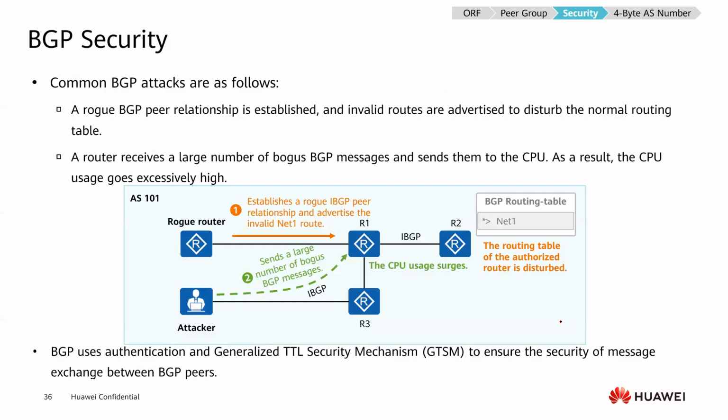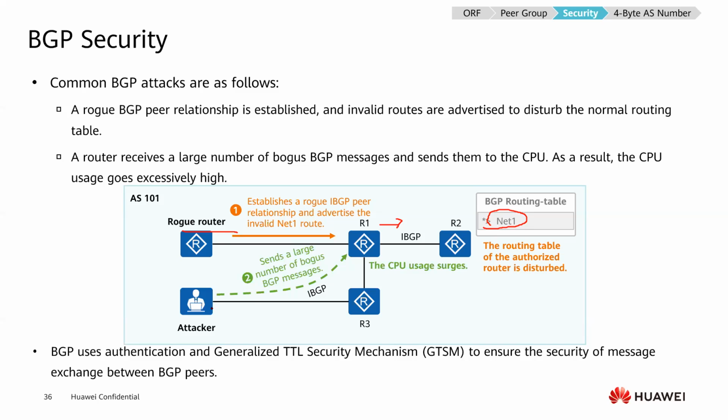Okay, and the next part is for the BGP security. For the BGP security, there are 2 scenarios. The first scenario is for the rogue router. Sometimes you may establish a BGP peer with a rogue router. It will advertise some invalid network route to the R1, and R1 will also advertise this route to other routers. So for the R2, its routing table may have saved some invalid route.